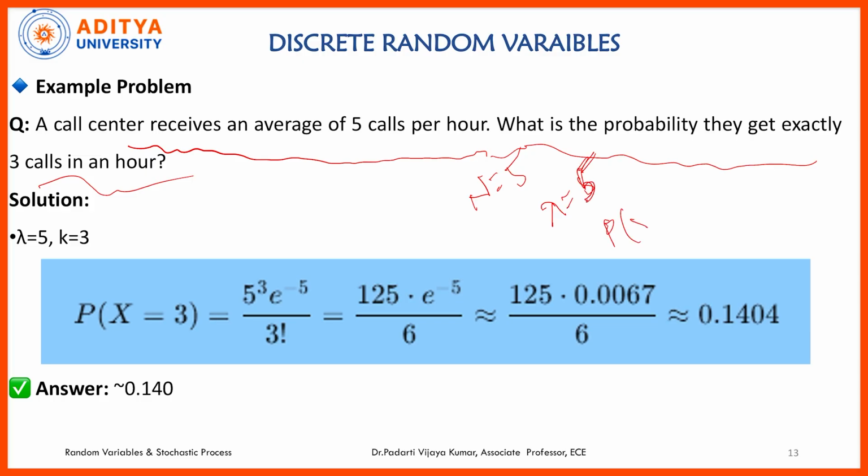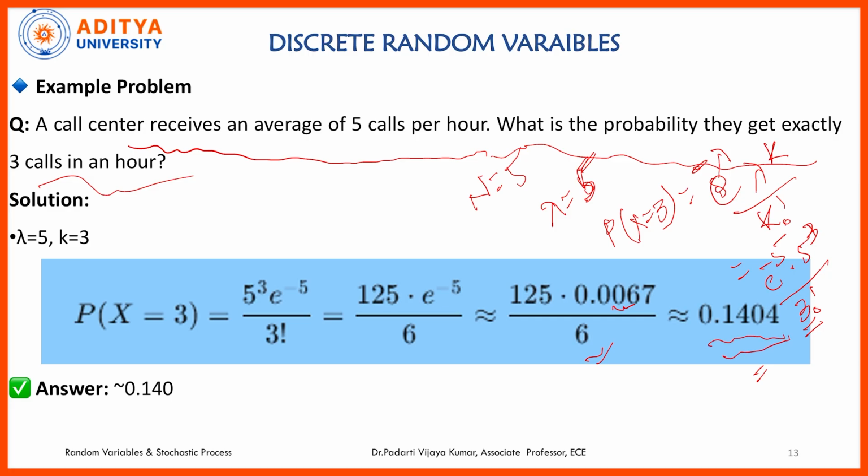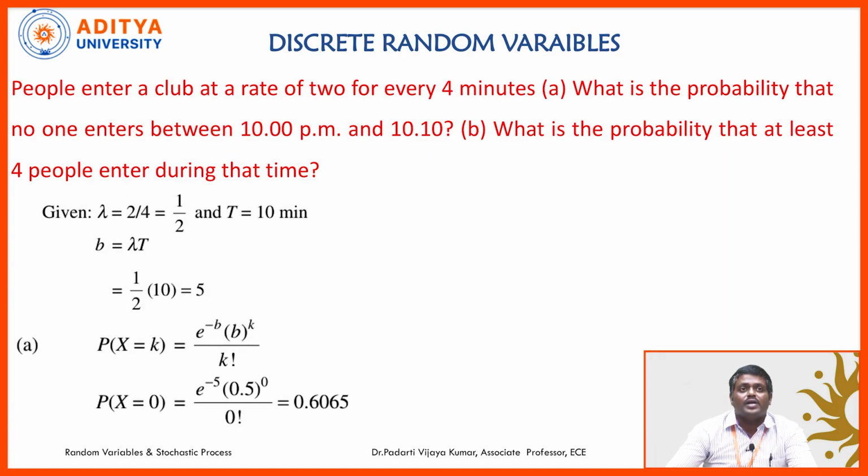Now, the probability of x is equal to 3, that means exactly 3 calls. So, e power minus lambda, lambda power k by k factorial. That means e power minus 5 into 5 cube divided by 3 factorial. So, 5 cube is 125, e power minus 5 is 0.067, 3 factorial is 6. Simplifying this, the approximated probability value is 0.1404.